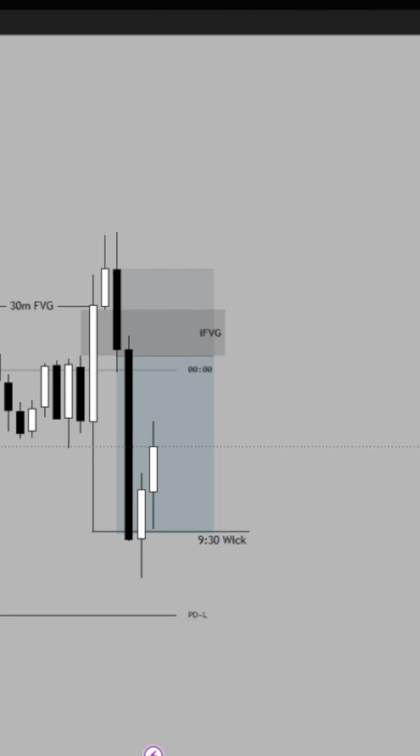And a lot of the comments and DMs that I've gotten is that the 3-minute didn't go fully IFVG. You are correct, it didn't, and I still executed. Why did I do that? Because the trade idea aligned with these three things, right?